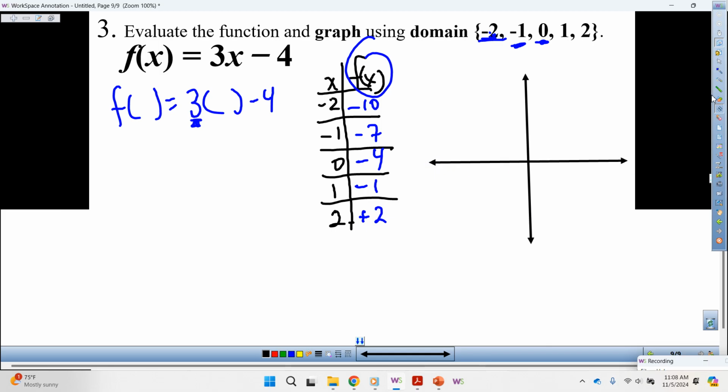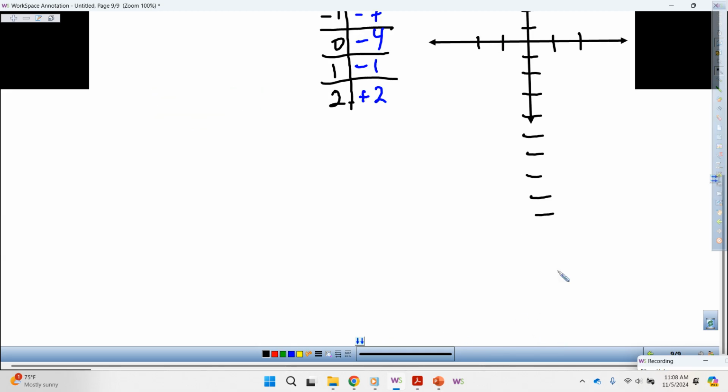All right. So, let's get our domain. Our domain, once again, from -2 to 2. Our range is from -10 all the way to +2. So 1, 2, 3, 4, 5, 6, 7, 8, 9, 10.